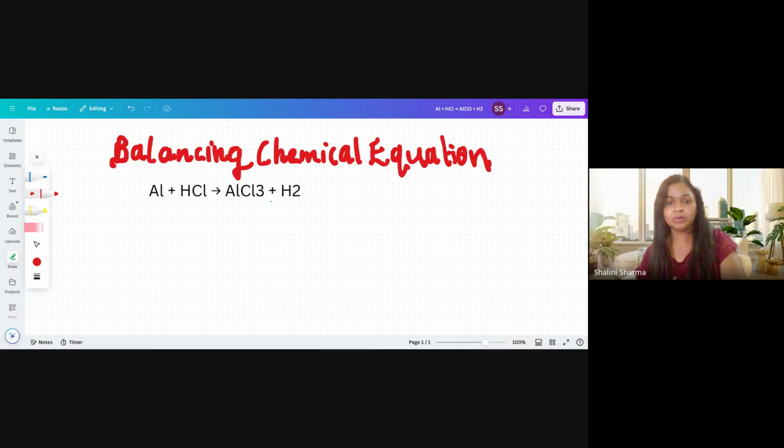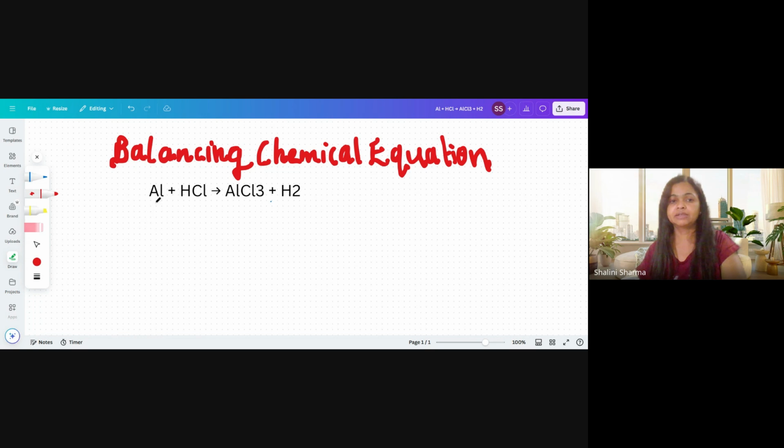Here's an example of balancing a chemical equation. We see that this is a reaction between aluminum and hydrochloric acid, and it forms aluminum chloride and hydrogen gas. What we need to do in order to balance is take into account all the elements, and make sure that the elements on the reactant side are equal to the elements on the product side.